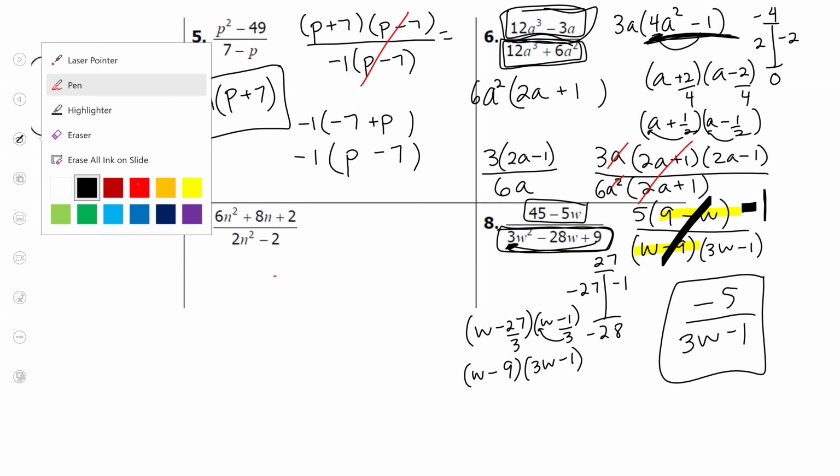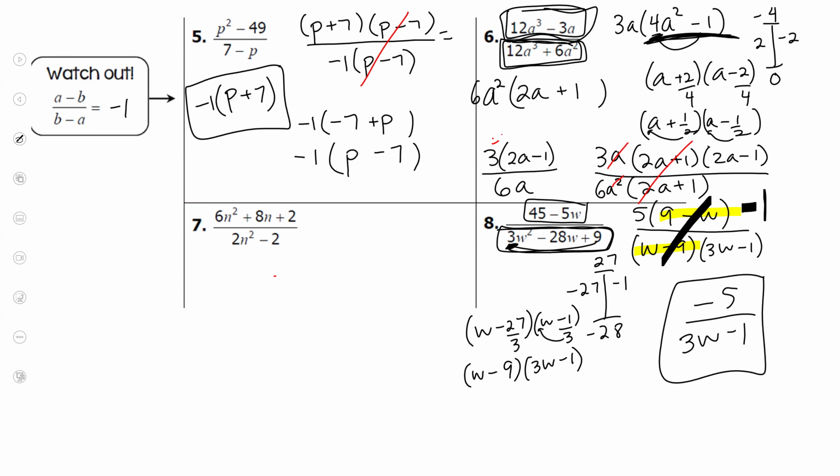Now, we can also simplify 3 over 6. Divide it by 3, divide by 3. What will my final answer be? Yep, 2a minus 1 over 2a. 3 divided by 6 is 1/2. 6 divided by 3 lends us to this 2 right here. So that is your final answer.